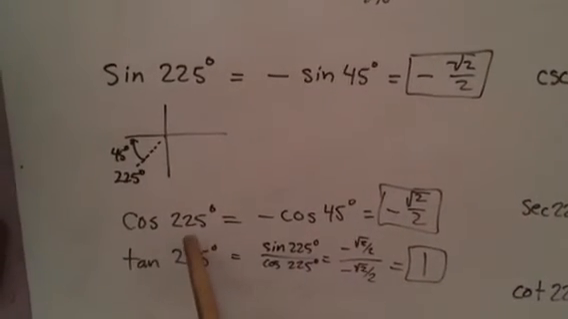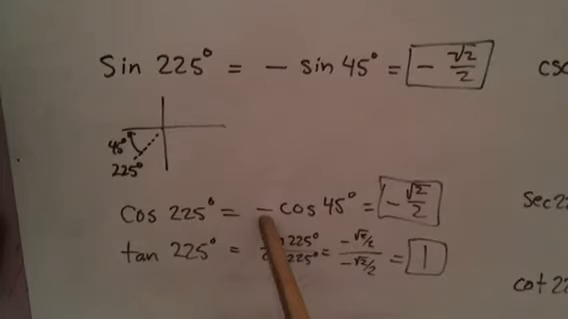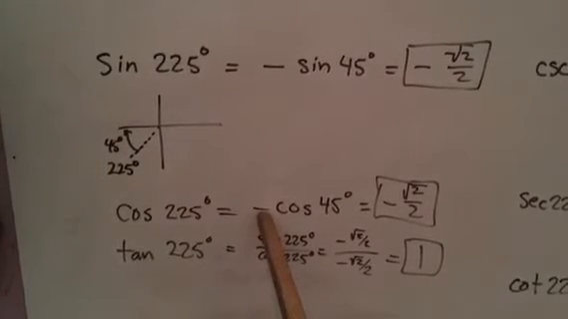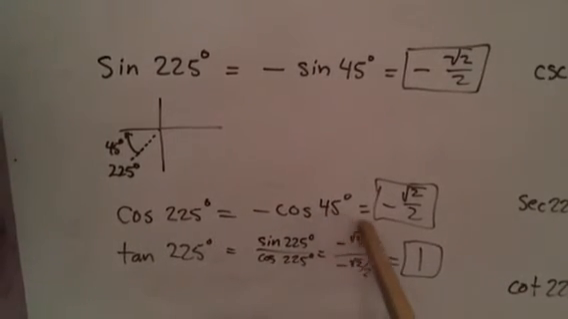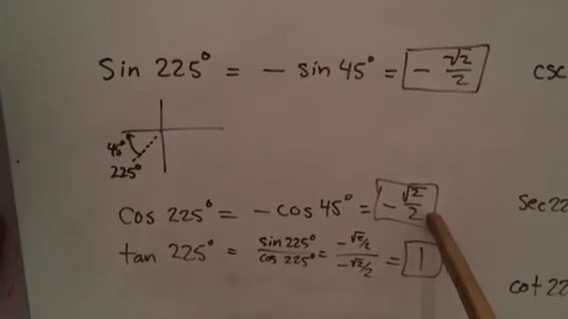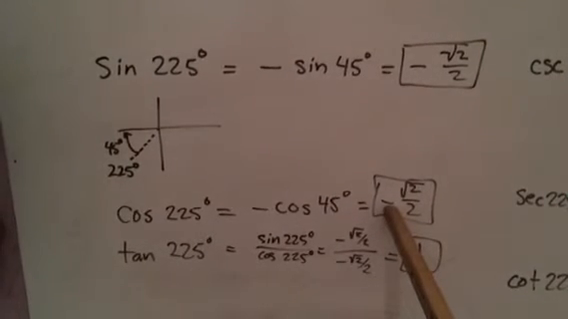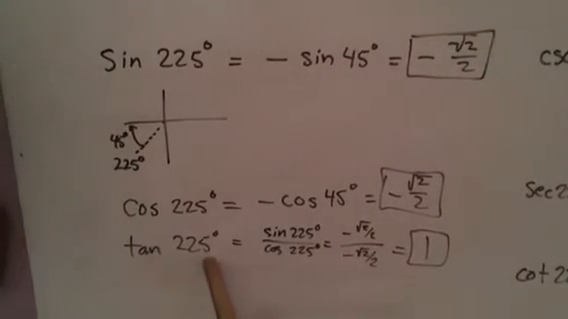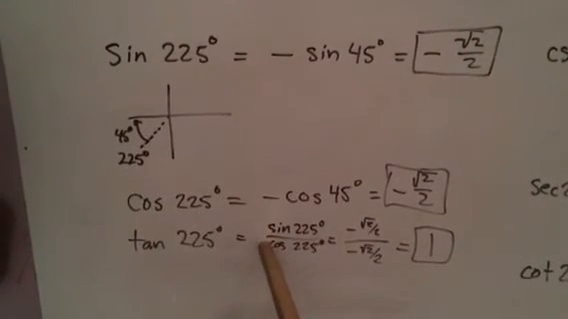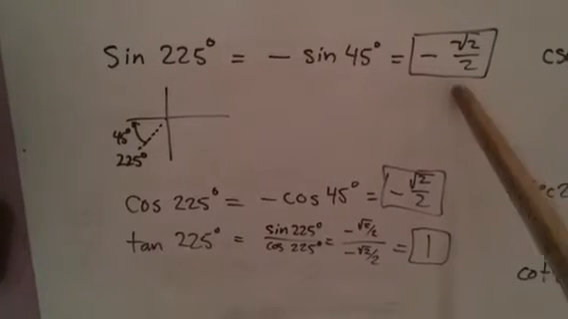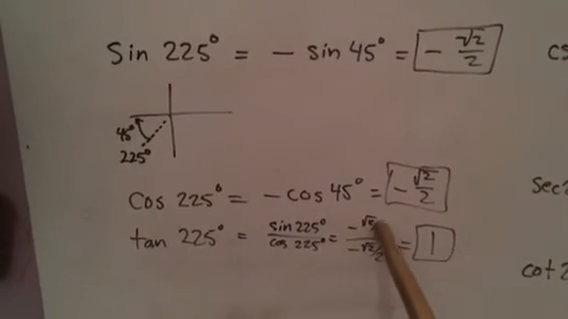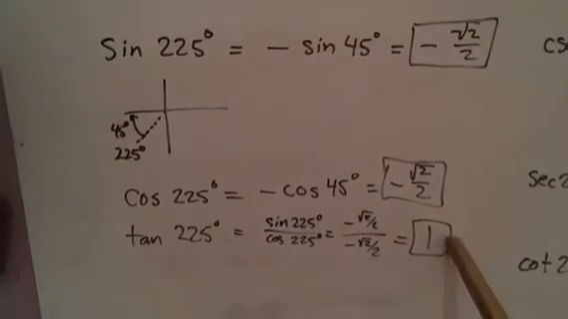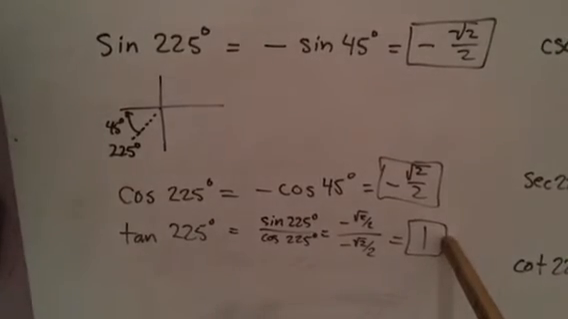The cosine of 225, in the third quadrant, cosine is negative, and the cosine of 45 degrees is also square root of 2 over 2. And so the cosine of 225 is negative square root of 2 over 2. Tangent is sine divided by cosine. If we take the answer for sine divided by the answer for cosine, we will get positive 1.